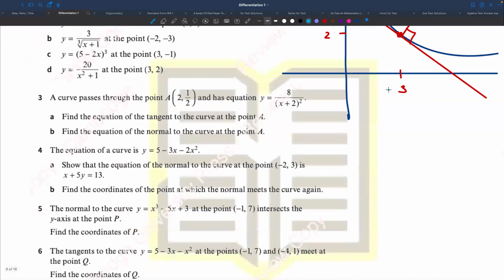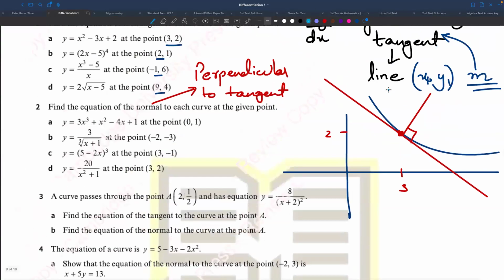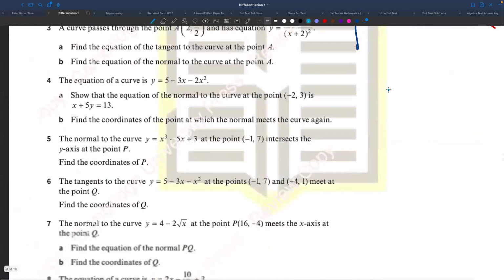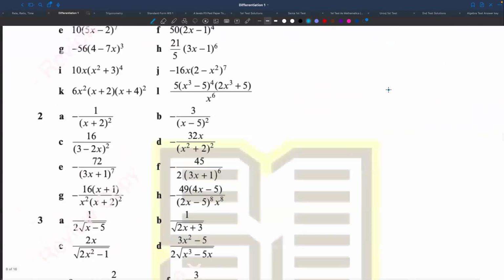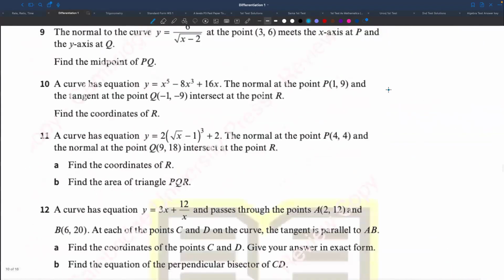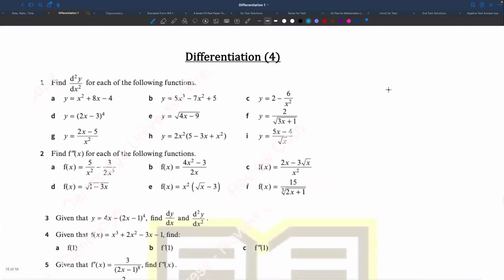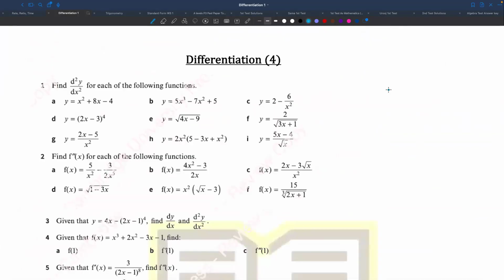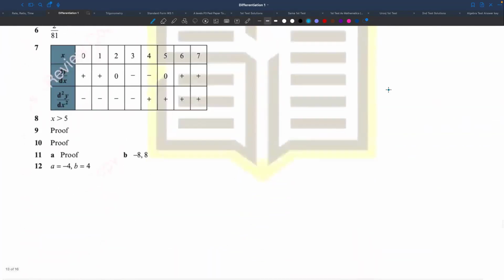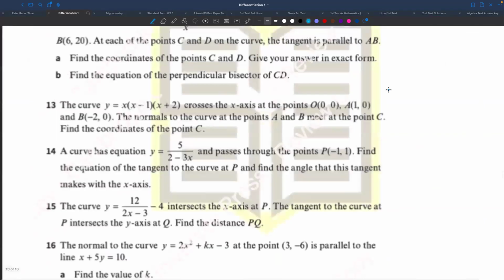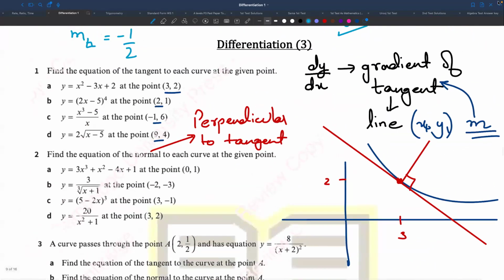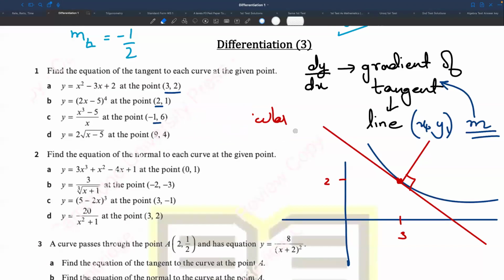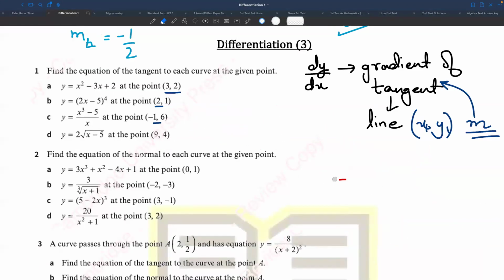Obviously, there is one more thing remaining, which is stationary points, but I won't discuss that today. This worksheet over here, this one, differentiation 2, differentiation 3. Differentiation 4 we will be discussing in the next class. Okay. Do some questions from differentiation 3 right now. I'll just give you a couple of questions. Try this in front of me right now. In case you get stuck, I'll help you out.